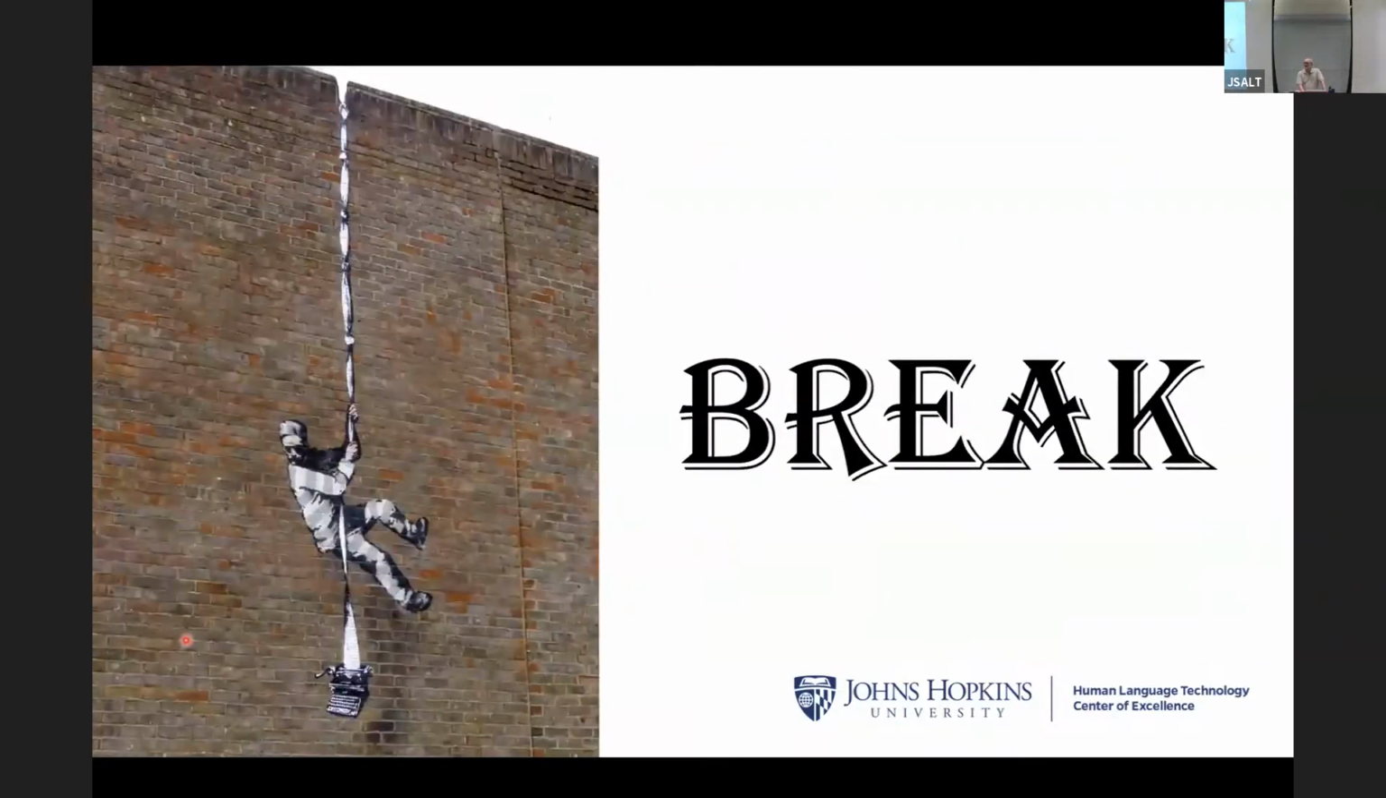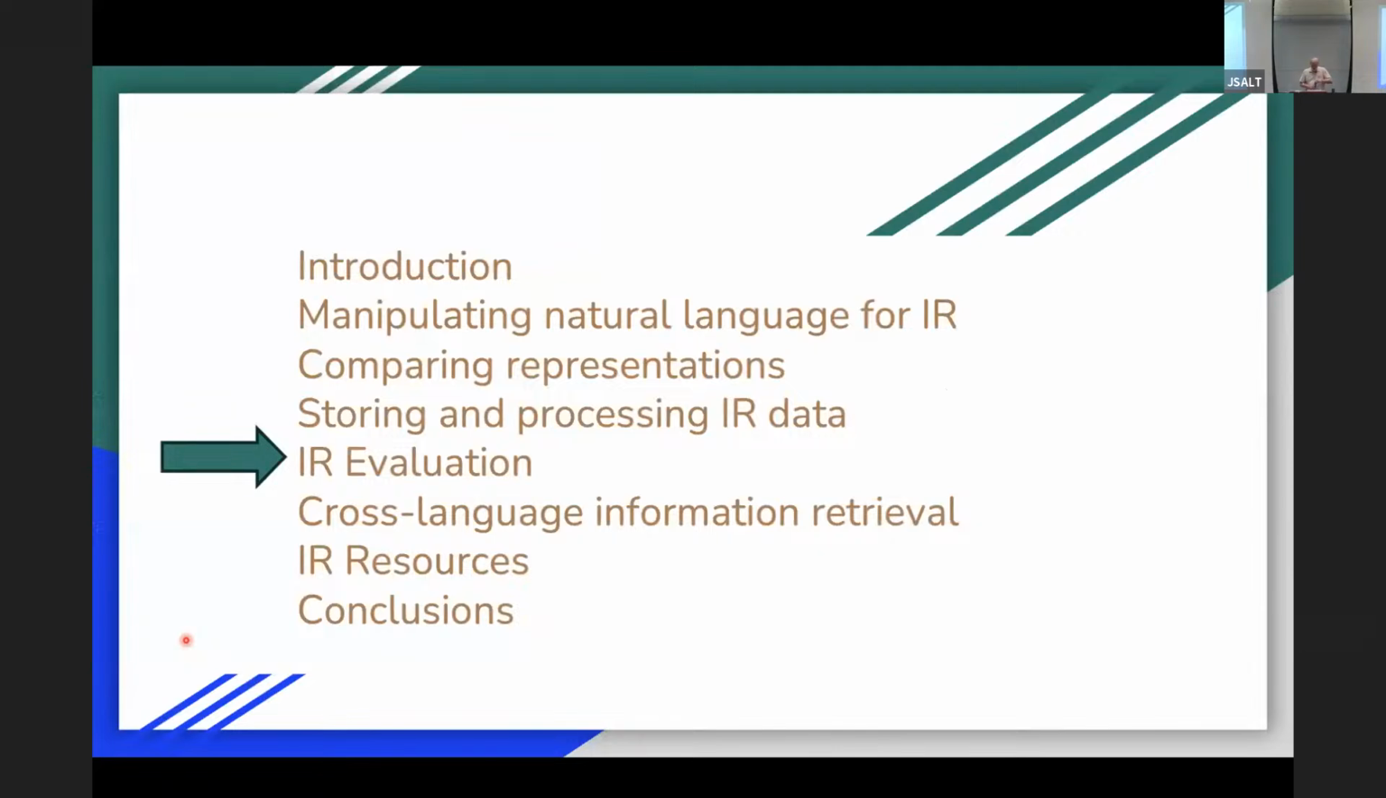Okay, this is where we're supposed to break. So any questions there? Okay, now you know everything about neural information retrieval. Here's where we are.